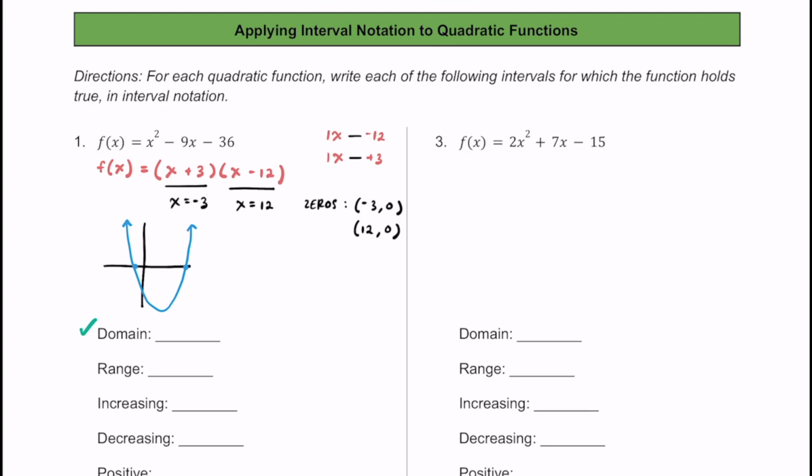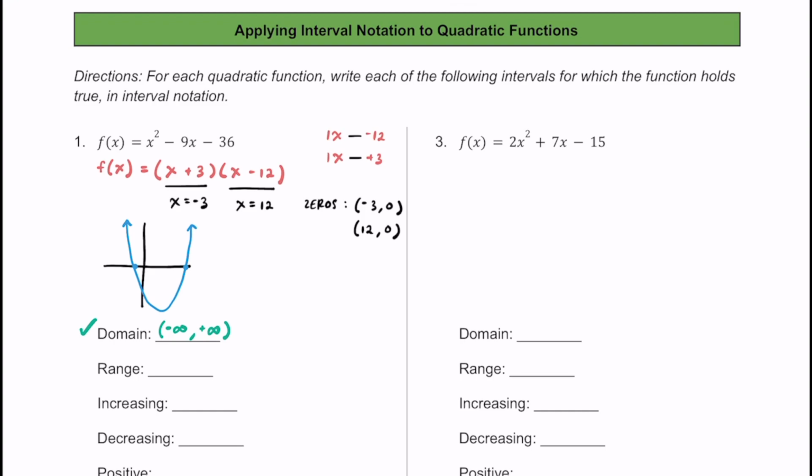So if we say the domain here, it's going to go to the left to negative infinity. We're going to use parentheses because we never put brackets on infinity. And then we're going to say this goes to the right forever, or towards positive infinity. So domain is really just saying how far to the left does this function go and how far to the right does this function go.